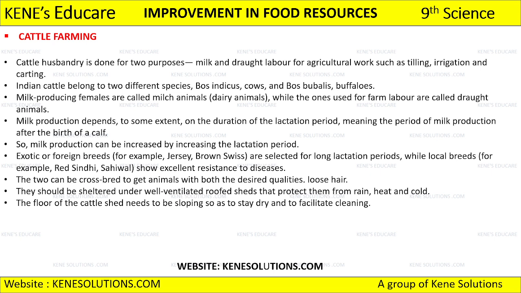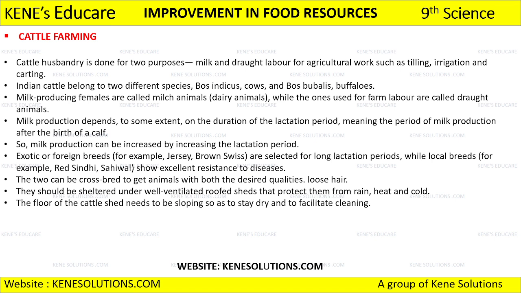Okay, now we can start with cattle farming. And over here, see, cattle farming has been done for two basic reasons. One is that we want milk, right? So for the production of milk, cattle husbandry is done. Then secondly, draught labor for agriculture work, like if we have to do the tilling process, irrigation process, carting process, for that also we need cattle husbandry or cattle farming to be carried on.